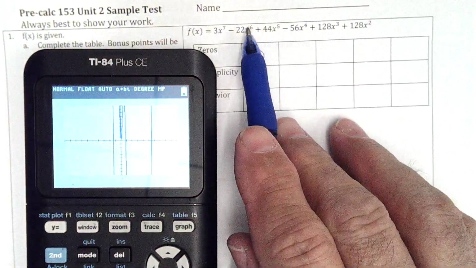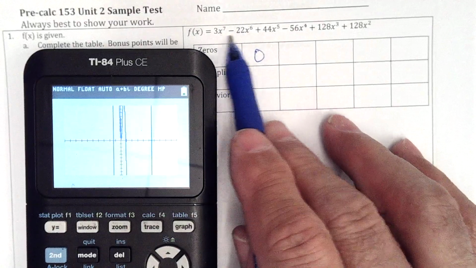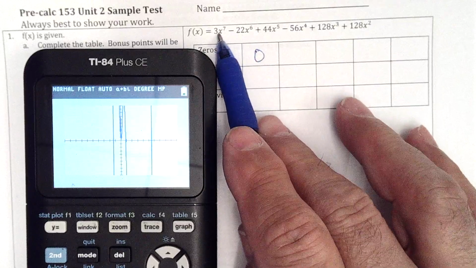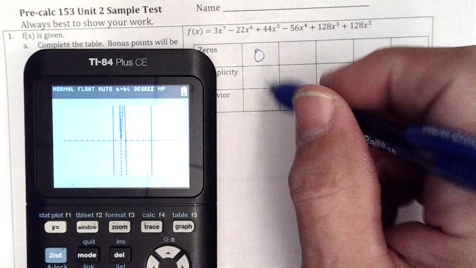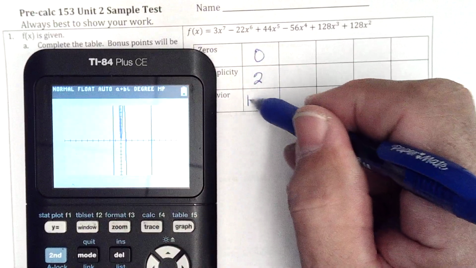In fact, I can look at the original equation. If it goes through 0, that means there's an x in all of them. And it looks like there's an x in each term. And in fact, there's an x squared in each term, and that's why it bounces at 0. So that means it's a multiplicity 2.